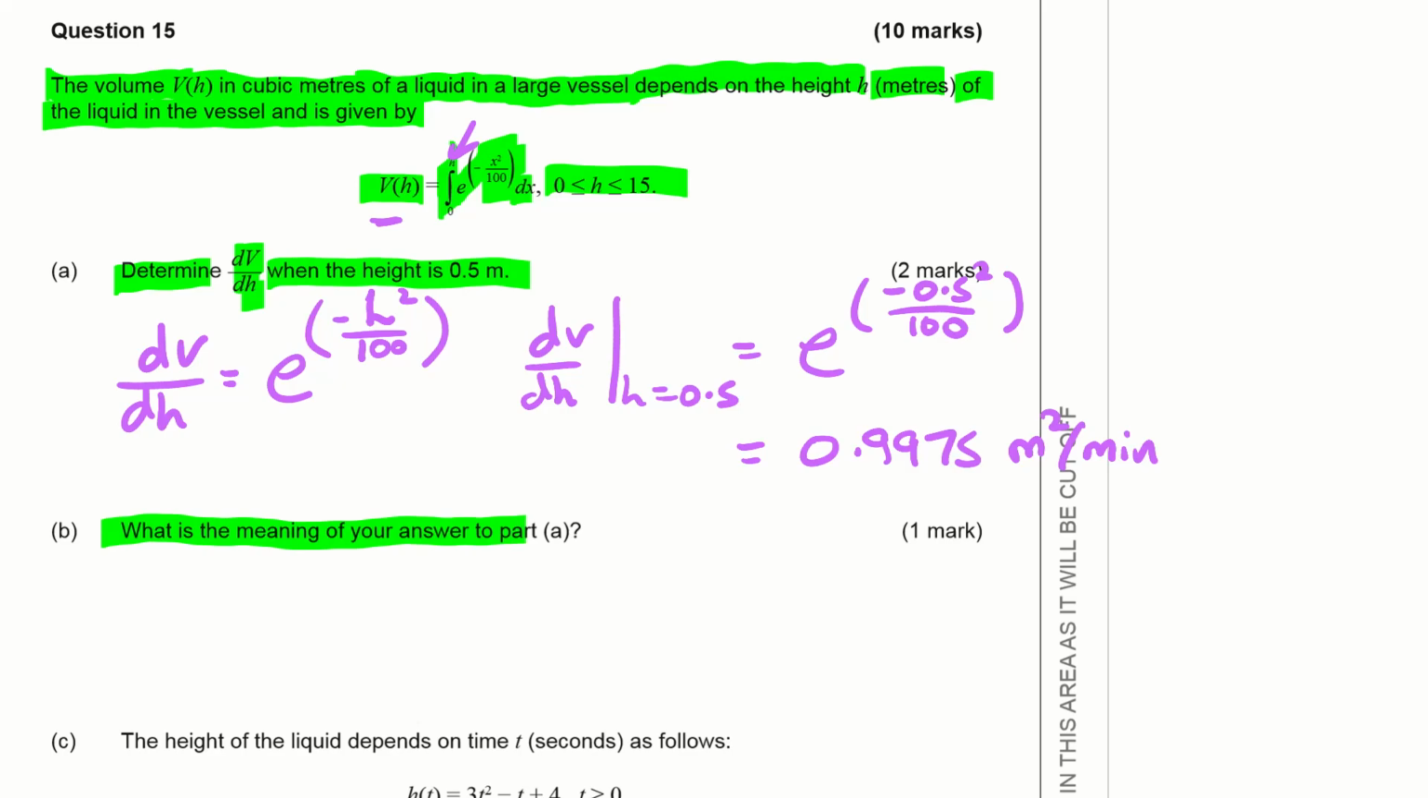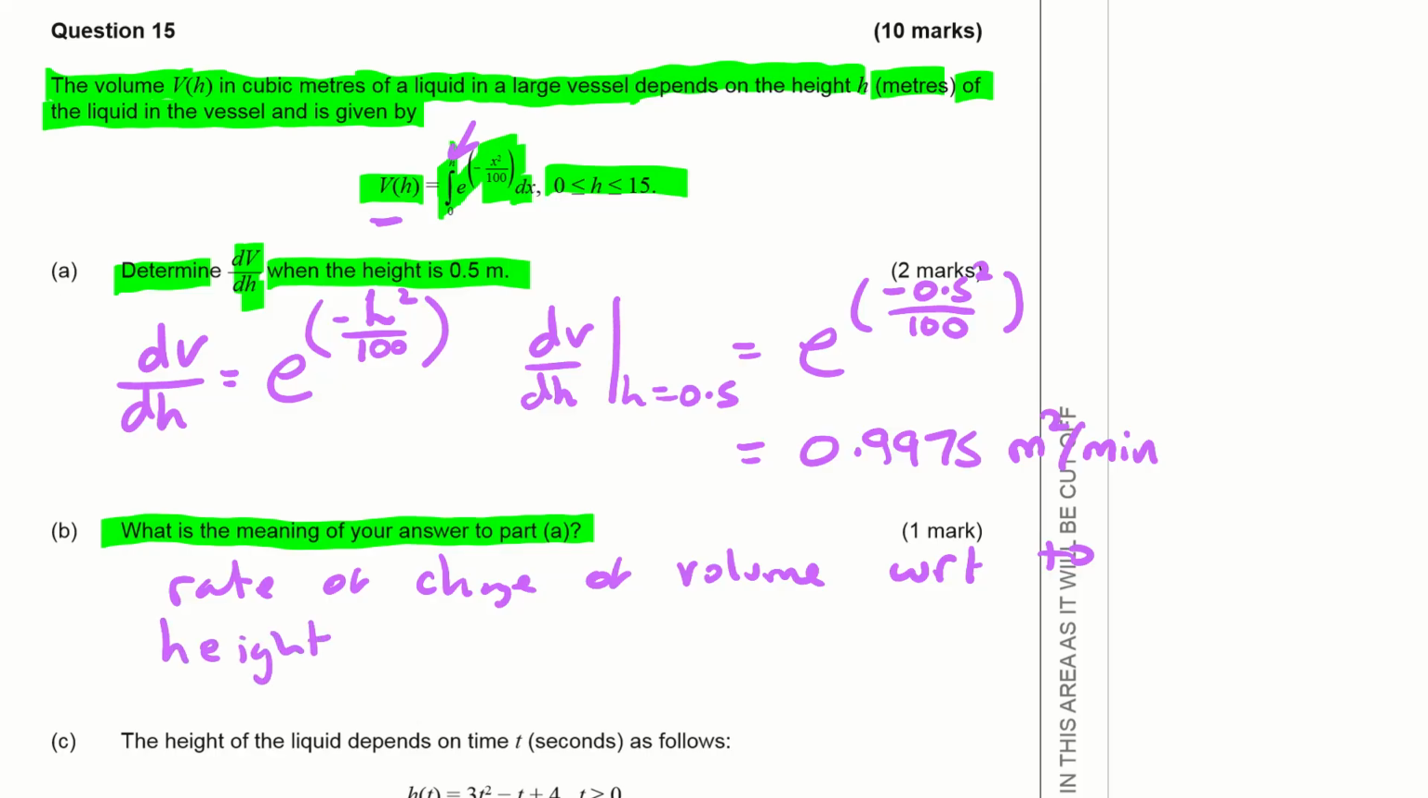What is the meaning of our answer to part A? That is the rate of change of volume with respect to height when h is equal to 0.5 meters.